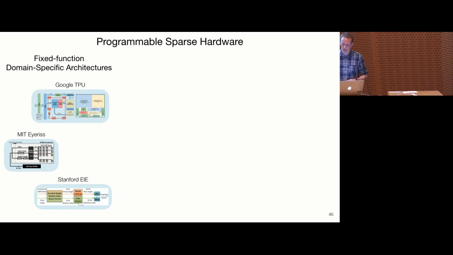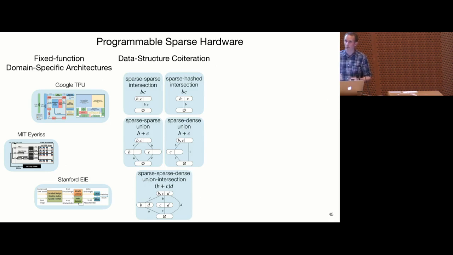They realize that they can get a lot of performance if they make specialized hardware for specialized, not just a single algorithm, but whole applications. The first iteration of these domain-specific architectures were for a single algorithm. So you have the TPU that computes a dense matrix multiplication, essentially. And then you have Eyeriss and EIE from MIT and Stanford that do a sparse matrix vector multiplication. These are, of course, intended for neural networks. So these do a single operation.